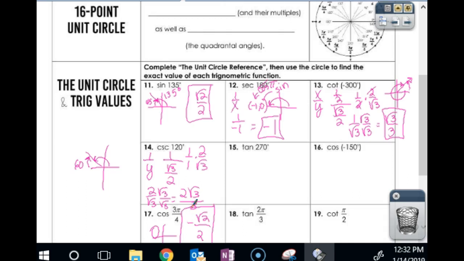So if I'm going to do tangent 270, so first of all, the tangent of 270, that is a quadrantal. So that goes here. So the value here is 0 and -1. The tangent is y over x. So my y value is -1 and my x value is 0. Can I divide by 0? No. So this one is undefined.